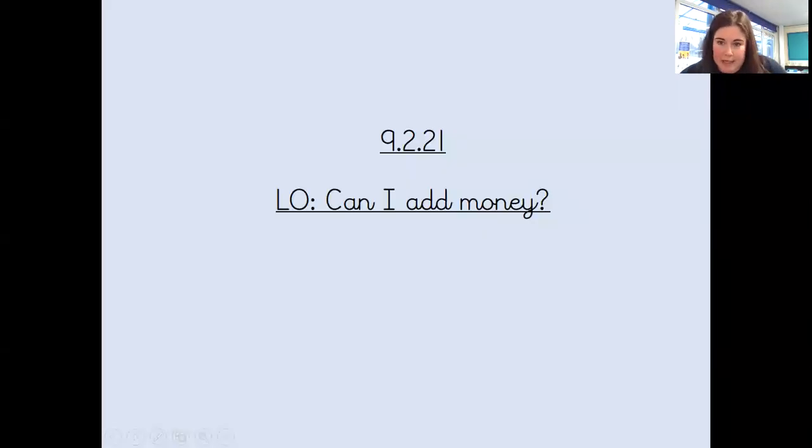Good morning, everybody. Right, we are looking at money again this morning. We are thinking about adding money. So using your knowledge already of converting pounds and pence and adding pounds and adding pence, we're going to be adding amounts of money today.